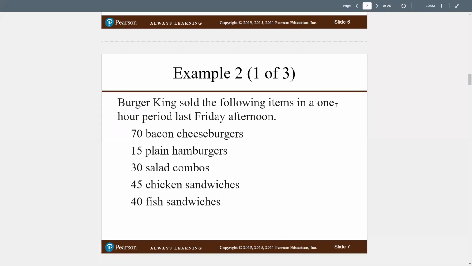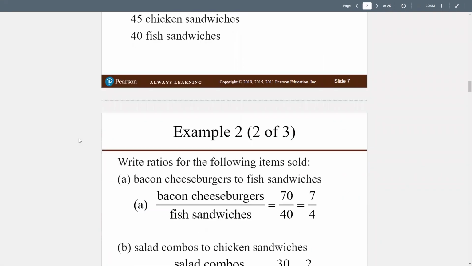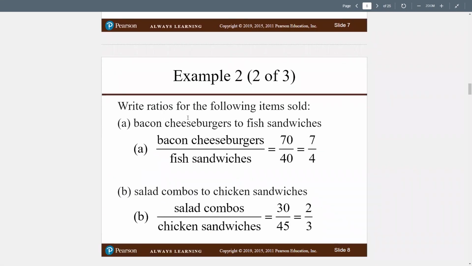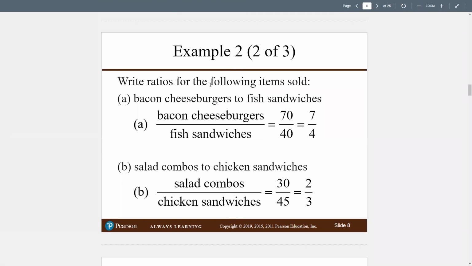All right, Burger King sold the following items in a 1 hour period last Friday afternoon. Apparently they were on a college campus because let me tell you, that's a lot. So 70 bacon cheeseburgers, 15 plain hamburgers, 30 salad combos, 45 chicken sandwiches, and 40 fish sandwiches on a Friday. It had to have been during Lent or something. Okay, so they then want you to write ratios for each item sold. They would have told you that. Okay, so bacon cheeseburgers to fish sandwiches, 70/40.